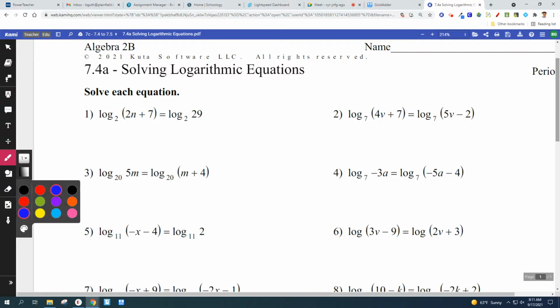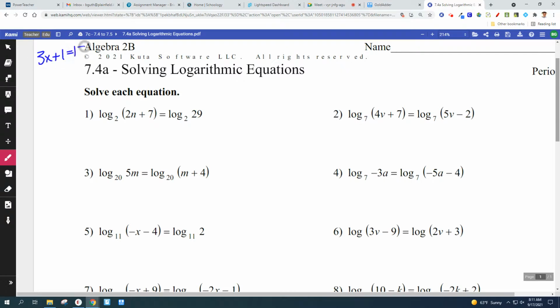Now the first couple are kind of nice because the log base 2 is going to cancel itself out. When you're solving an equation, if I had 3x plus 1 equals 13, let's say, you're trying to undo operations. So you undo the plus 1 with a minus 1, and then you undo this times 3 with a divide by 3. We know this, we see this over and over again. We undo operations to solve equations, but you undo a logarithm with an exponential.